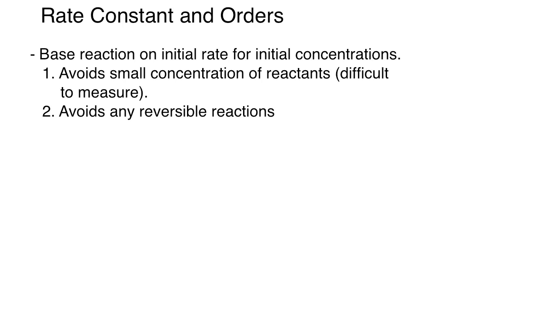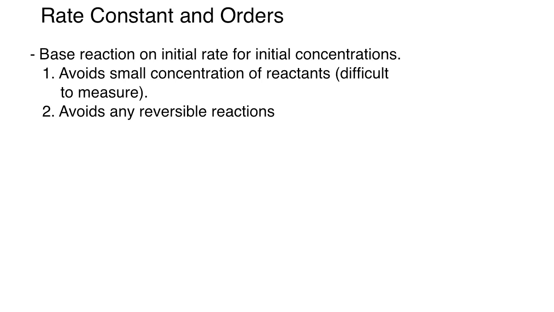So when we do this, we want to base our reaction on initial rates and initial concentrations. Now, some students ask why we do this, and there's two main reasons for this. Number one, it's going to avoid small concentrations of reactants. Now, if you're doing this outside of the lab, that may not seem that critical to you. However, if you are in the lab, in order to determine your concentrations, you need to be able to measure those concentrations. And as concentrations get infinitesimally small as the reaction moves along, it can become very difficult to detect or to pick up concentrations as they get smaller and smaller.